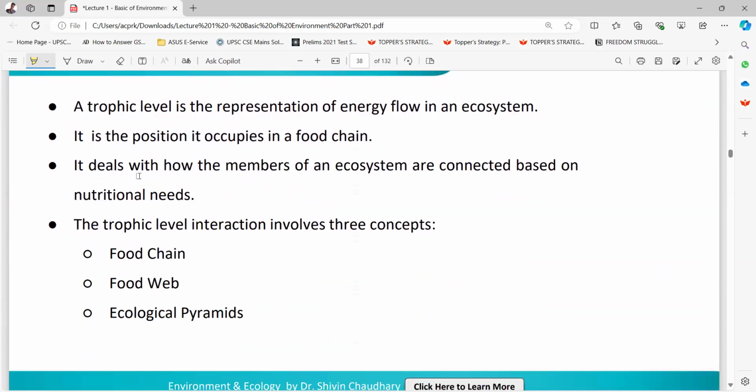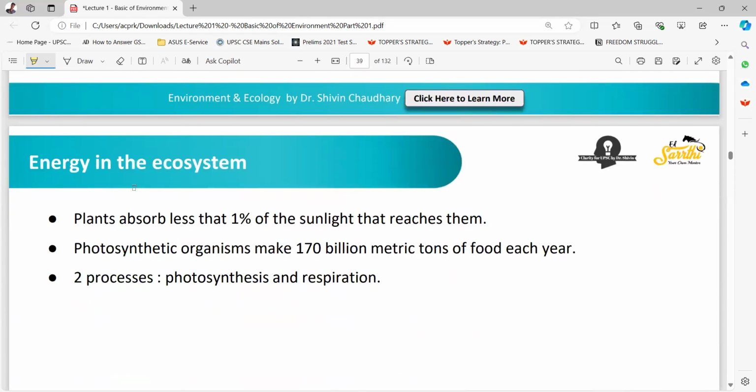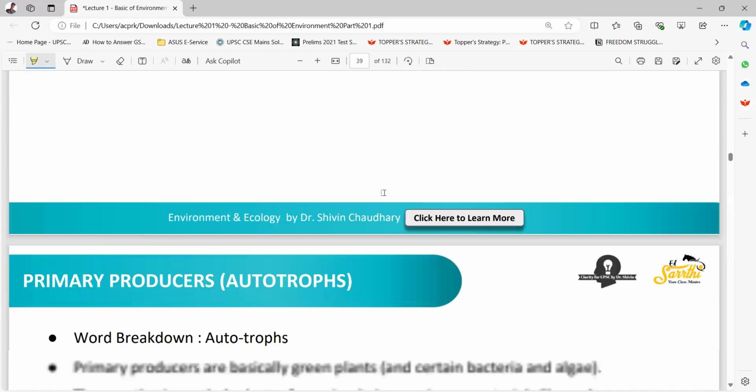Trophic level. A trophic level is the representation of energy flow in an ecosystem. It is the position an organism occupies in a food chain. It deals with how the members of an ecosystem are connected based on nutritional needs. The trophic level interaction involves three concepts: food chain, food web, ecological pyramids. Energy in the ecosystem. Plants absorb less than 1% of the sunlight that reaches them. Photosynthetic organisms make 170 billion metric tons of food each year. Two processes: photosynthesis and respiration.